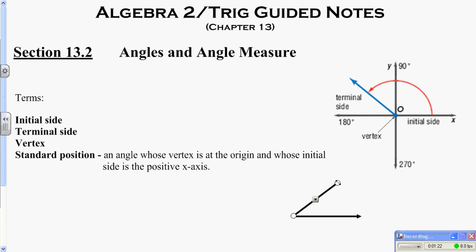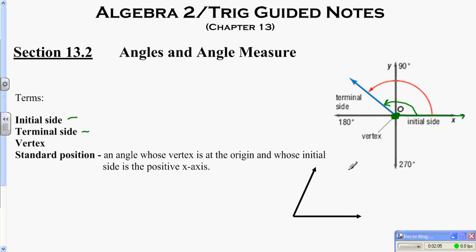So as you rotate the ray, you create an angle that is made from the beginning position to the end position. And in the vocabulary that we're looking at here, it is the initial side and the terminal side. So as this drawing shows, the initial side is the ray in its starting position. Its terminal side is when it stops rotating, so its finished position. It rotates around a fixed point, and that's the vertex right there.